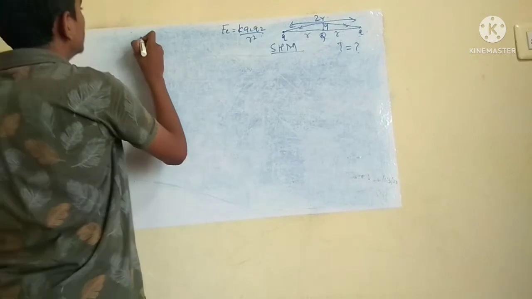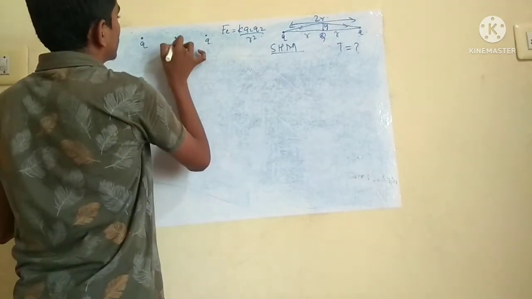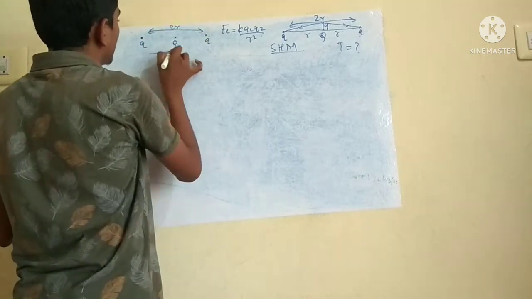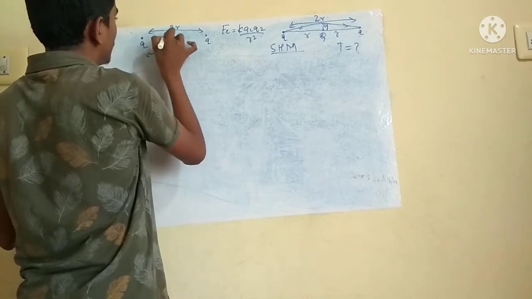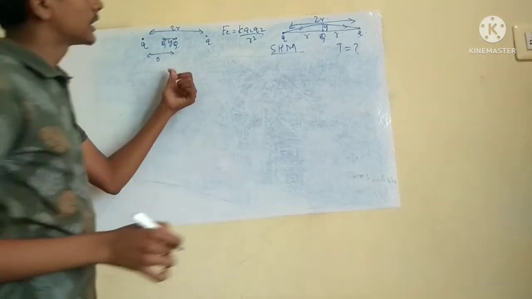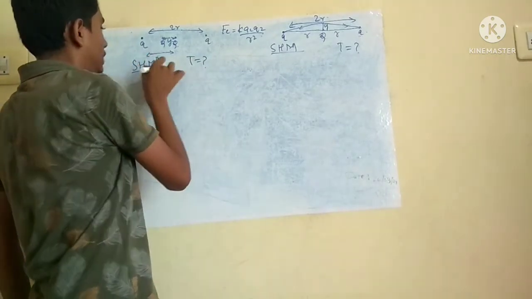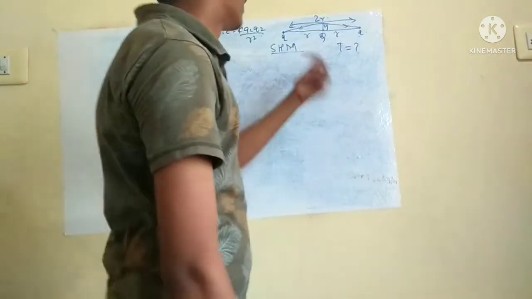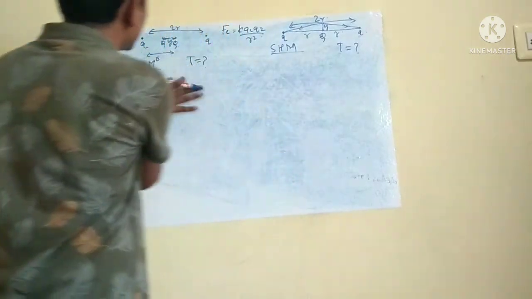एक ही लिख लेता हूं, टेंशन मतलब ये है 2r और ये है r, ये है y. Now calculate time period in this situation. How you will calculate? Okay, now I will calculate like this. Now first I will calculate this and this.